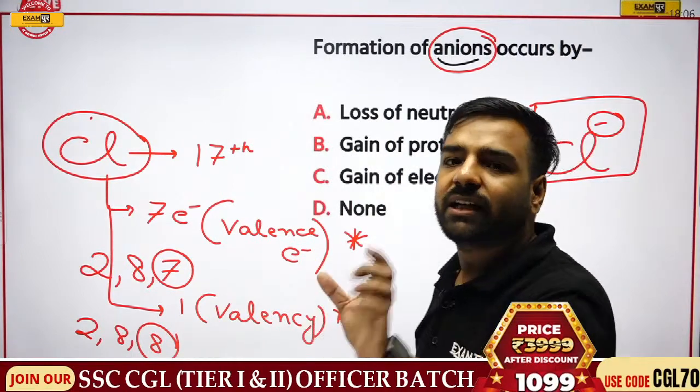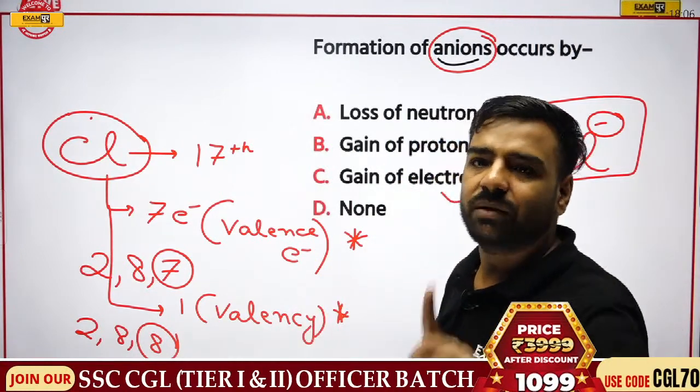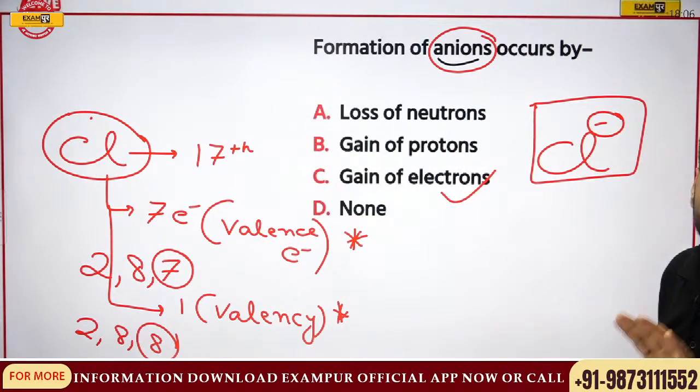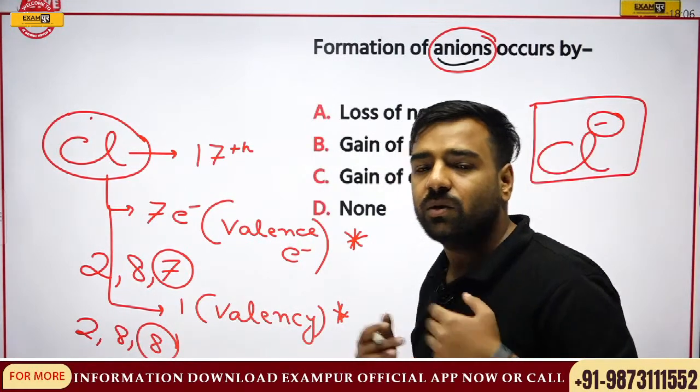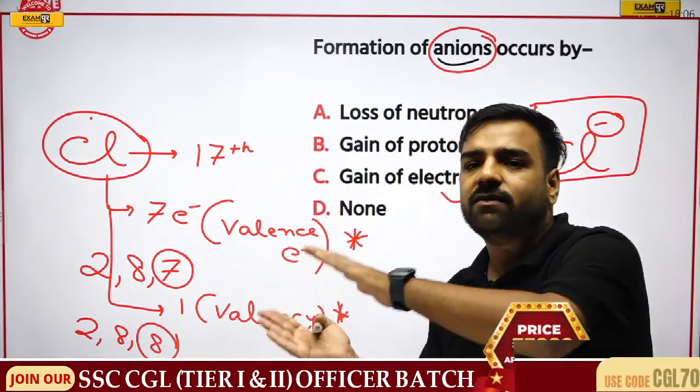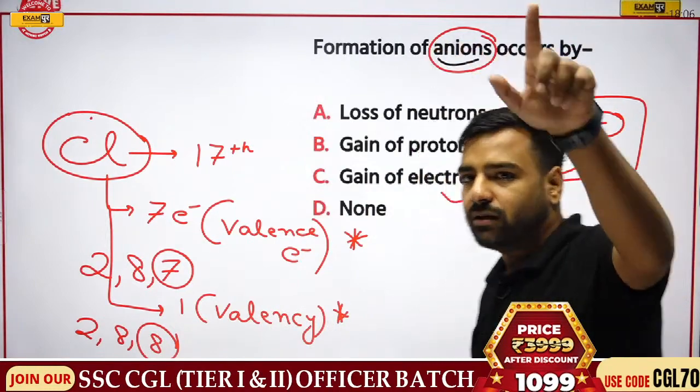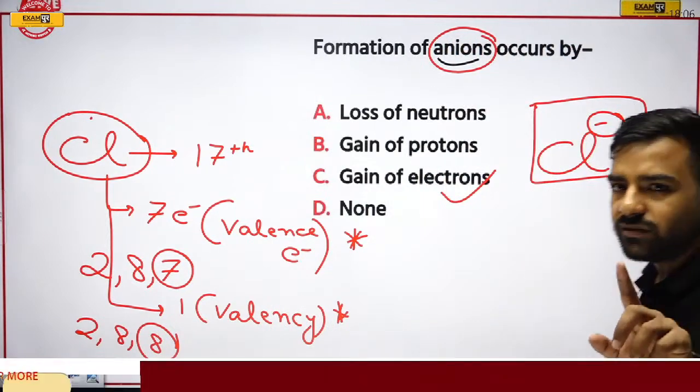By gaining of the electron, this anion will be formed. Absolutely correct, Vikramaditya. Anyone, if you have any doubt, please let me know. But we are going to start this step by step and we'll go on to the higher end. Okay. And what all things are we going to study today?